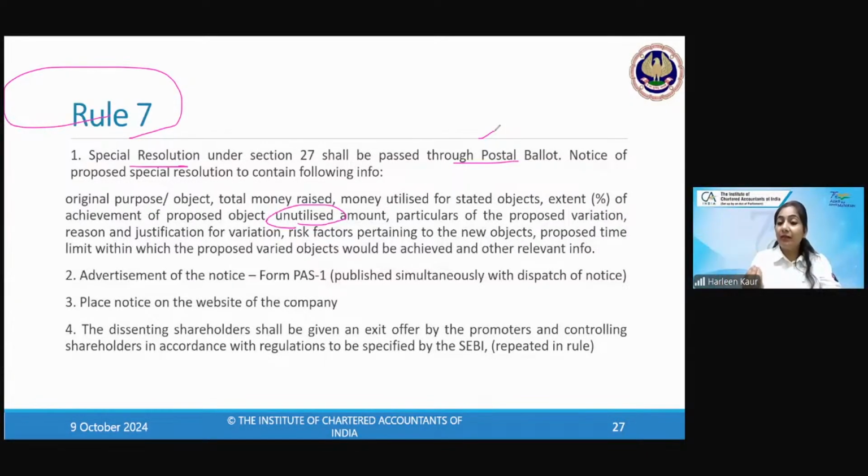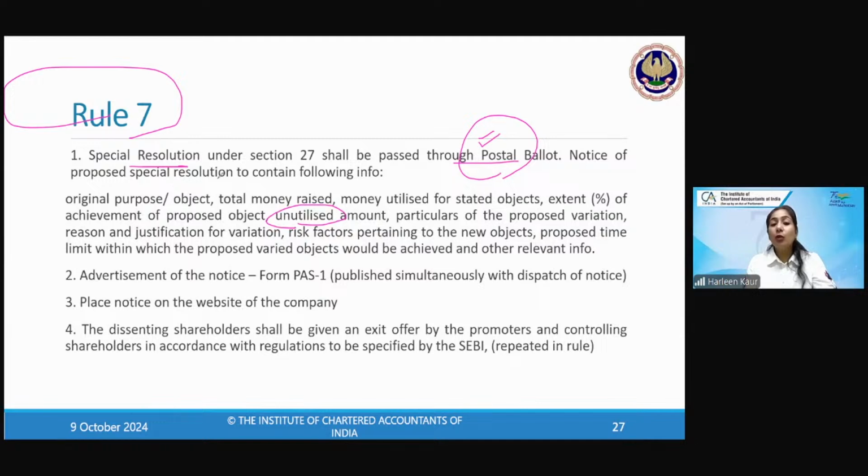So the postal ballot method is allowed so that the majority of the shareholders, because we need to pass the SR, can participate in the voting. They can say yes or no, whether they agree to this kind of variation or not. Therefore, the postal ballot method is allowed. Only the SR can be done by the postal ballot method.